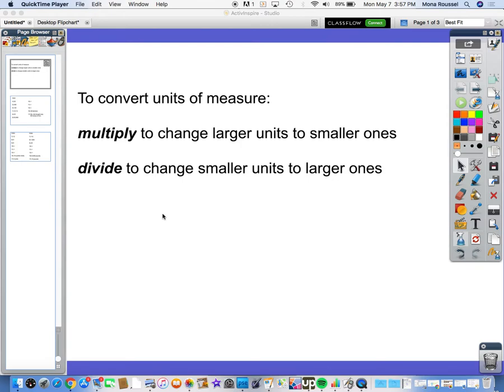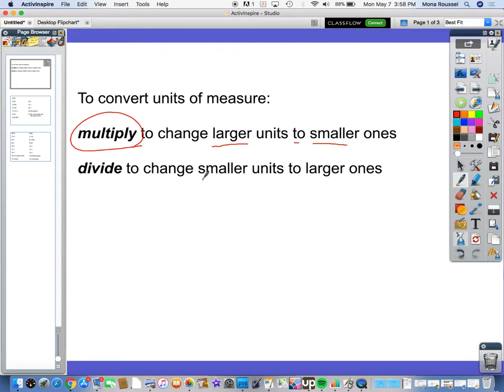To convert units of capacity and weight, we're going to follow the same rules that we did when we converted units of length. To change a larger unit into a smaller unit, we're going to multiply. And when we want to change a smaller unit into a larger unit, we are going to divide.